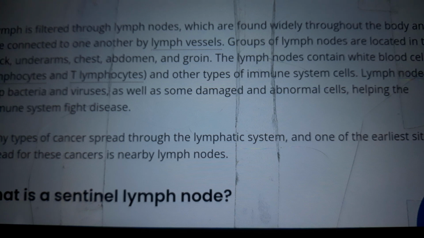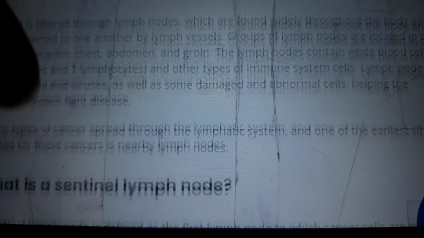Lymph is filtered through lymph nodes, which are found widely throughout the body and are connected to one another by lymph vessels. Groups of lymph nodes are located in the neck, arms, chest, abdomen, and groin, as we just read. The lymph nodes contain white blood cells, B lymphocytes, and T lymphocytes, and other types of immune system cells.